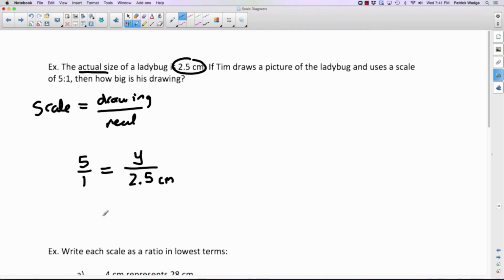Okay, so we cross multiply to get y. We go 5 times 2.5. We divide by 1. I'll make it a times. Divide by 1 won't do anything. So when you do that, you're going to get 12.5 centimeters.